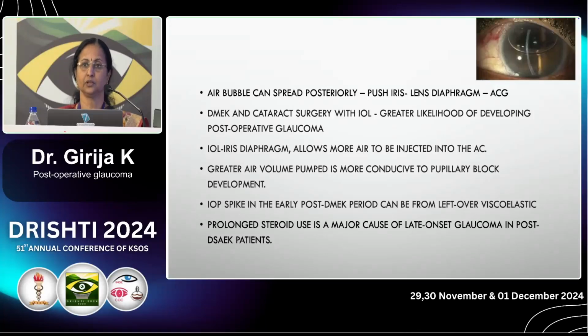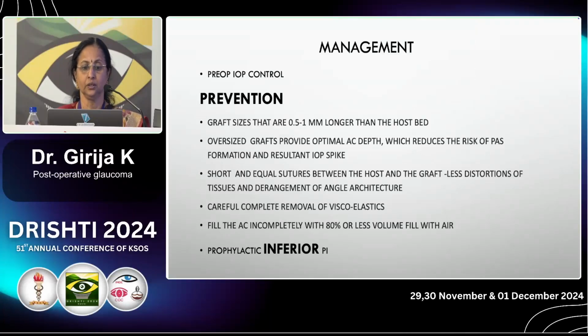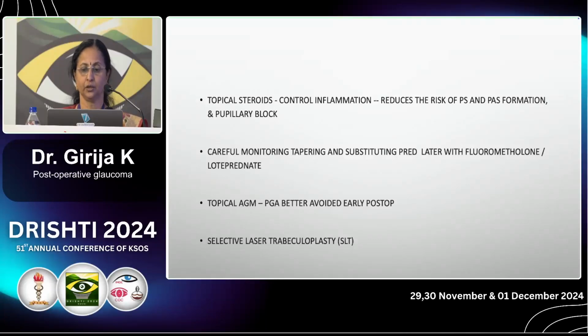And incomplete removal of the viscoelastic and prolonged steroid usage, especially in DSEK, can lead to glaucoma. So for prevention and management, always diagnose a pre-op glaucoma, and prevention can be by proper surgical techniques, donor graft selection and also suture techniques, and always do a prophylactic inferior PI. Topical steroids reduce the risk of PS and PAS formation and pupillary block, but they should be carefully monitored and tapered. Topical AGMs should be given, and PGAs are better avoided in the early postoperative period.